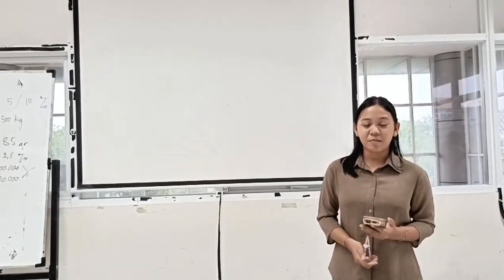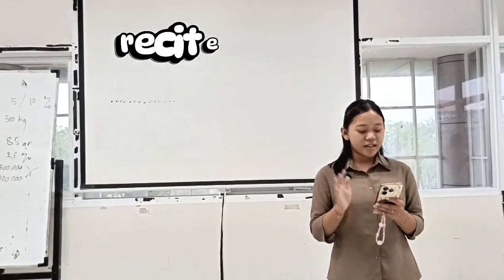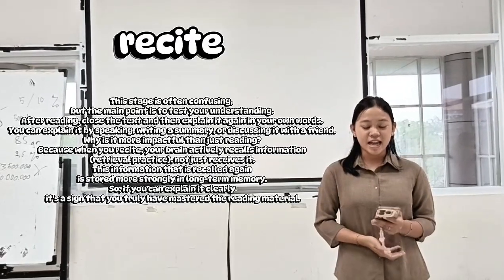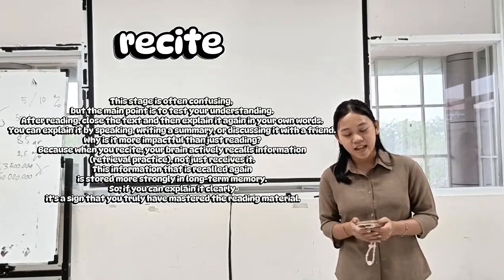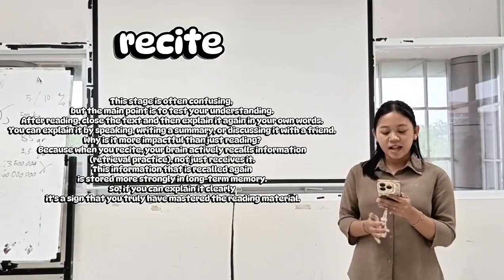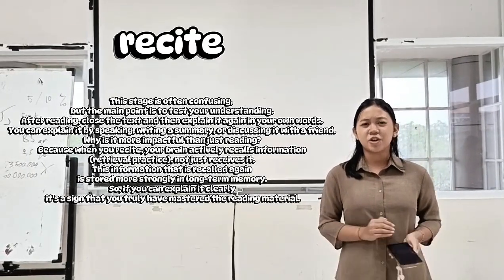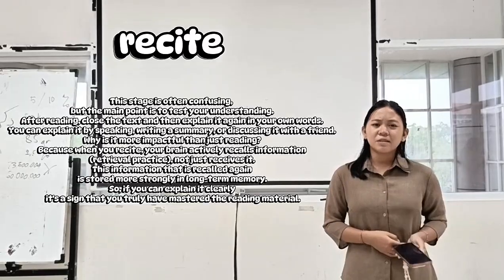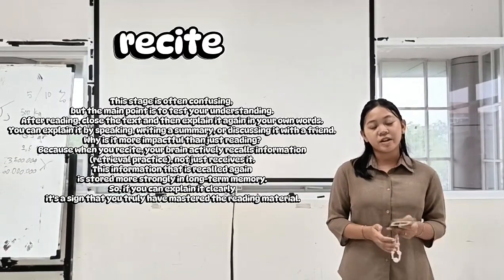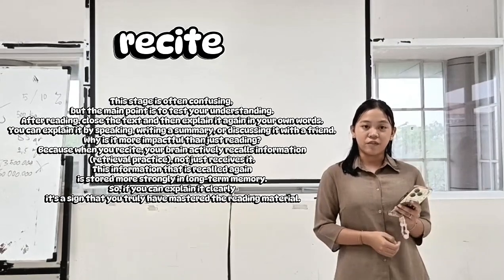Okay, the next step is recite. I will explain about recite. This step is often confusing, but the main point is to test your understanding. So, after you read a text, close the text and then explain it again in your own words. You can explain it by speaking to yourself, writing a summary, or discussing it with friends.